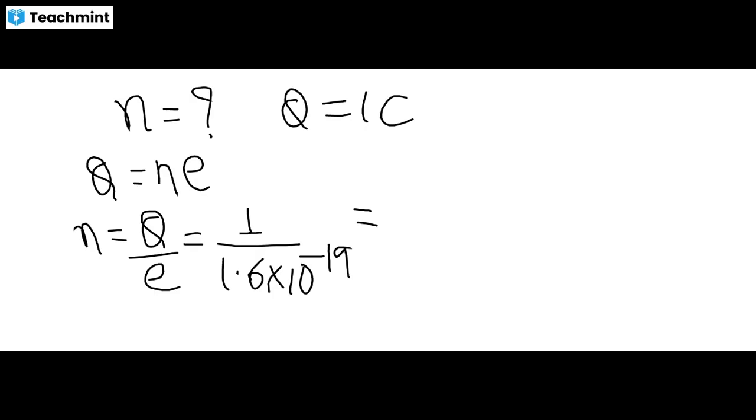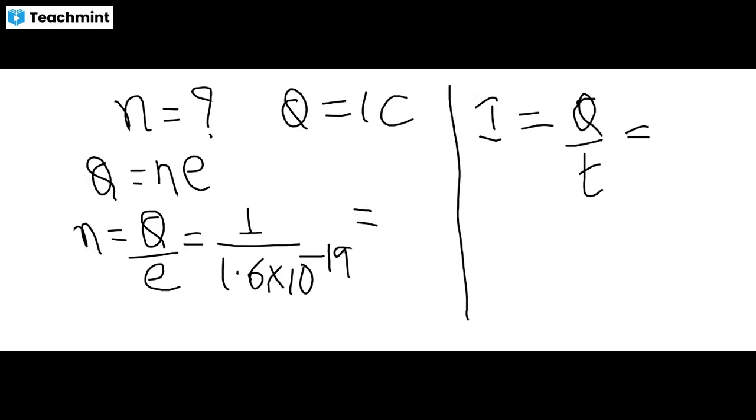So before going to that, I think I should have told you about current. How do you define current? I is equal to Q by T, charge by time. The SI unit of current is coulomb per second, which is ampere. So you take it as Q by T: charge is given as 4 coulomb and time is 2 seconds, so current will be 2 amperes. Okay? Right. The next question.